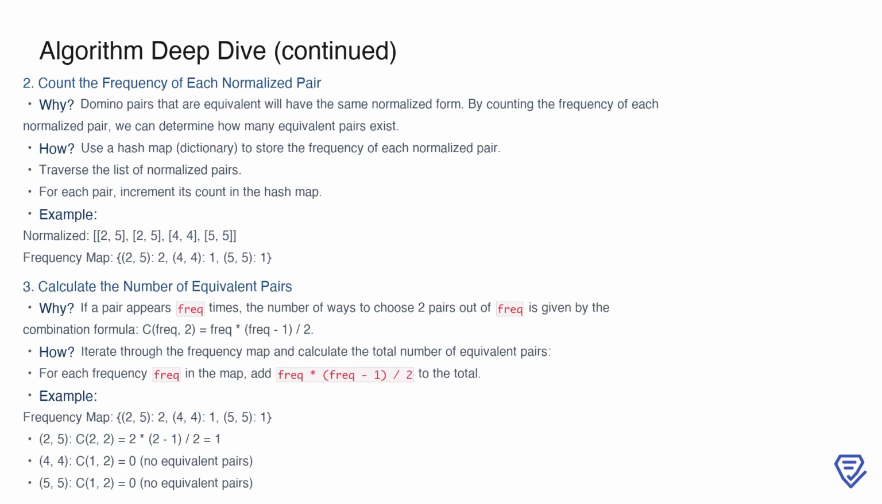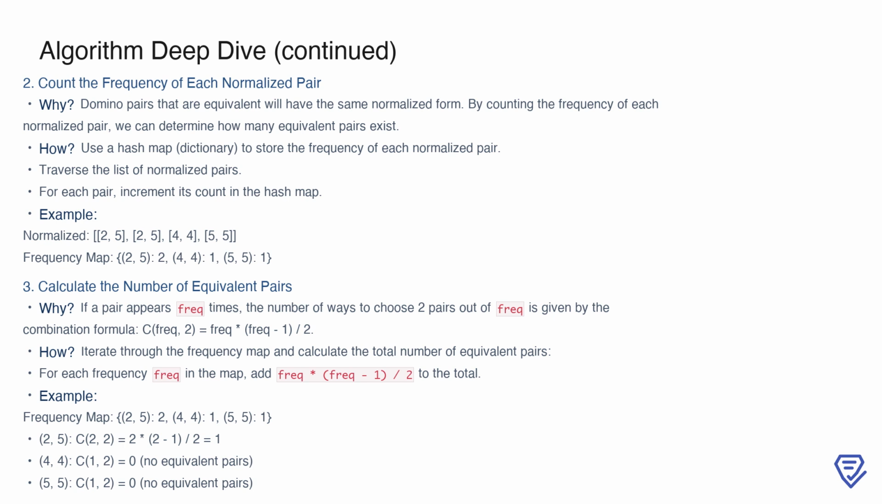After normalizing the domino pairs, the next step is to count the frequency of each unique normalized pair. This is important because dominoes that are equivalent will have the same normalized form, so by counting how often each normalized pair occurs, we can easily determine the number of equivalent pairs. To achieve this, we use a hash map, where the keys are the normalized pairs and the values represent their frequencies. We iterate through the list of normalized pairs, and for each pair, we increment its count in the hash map.